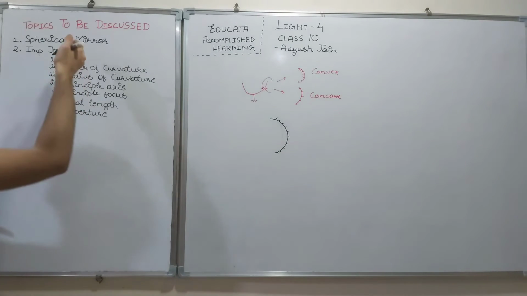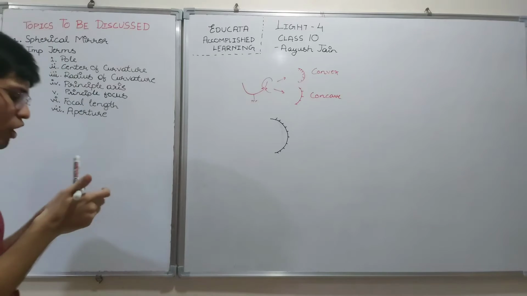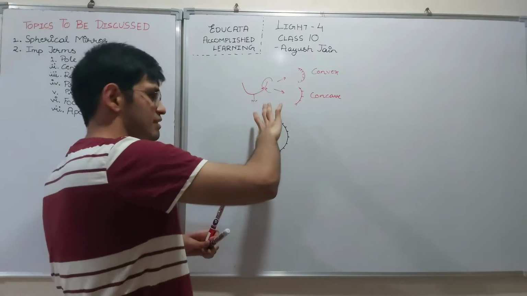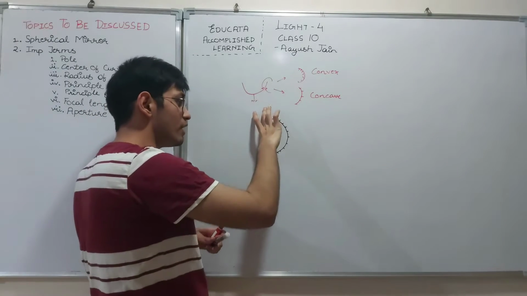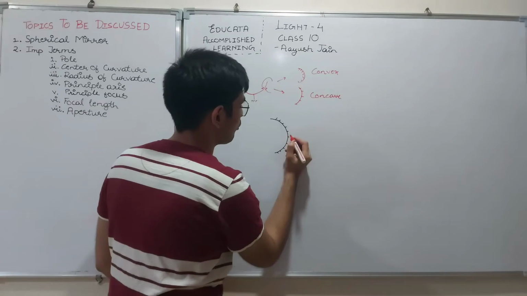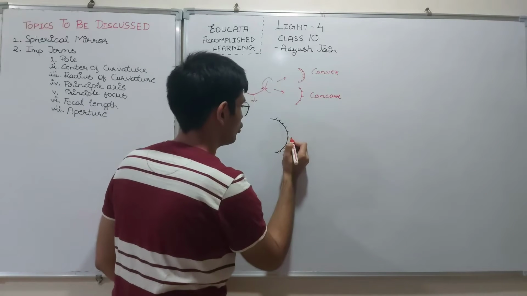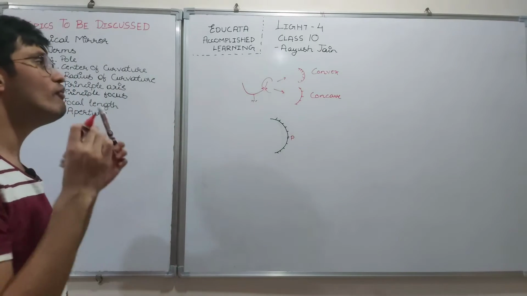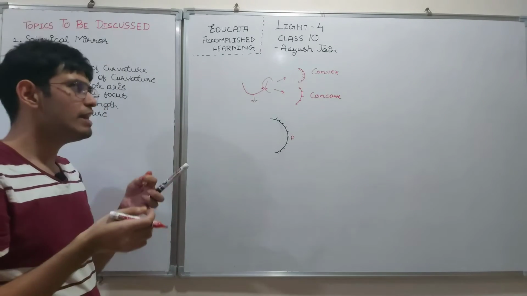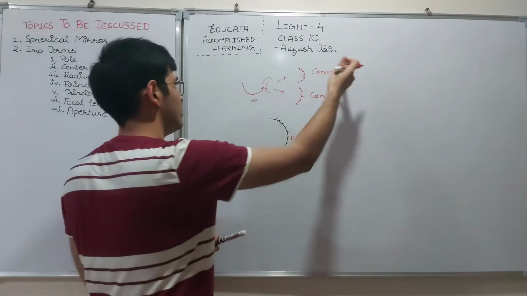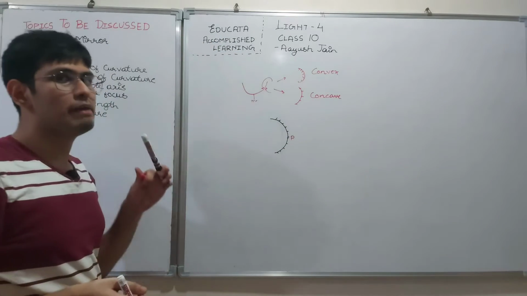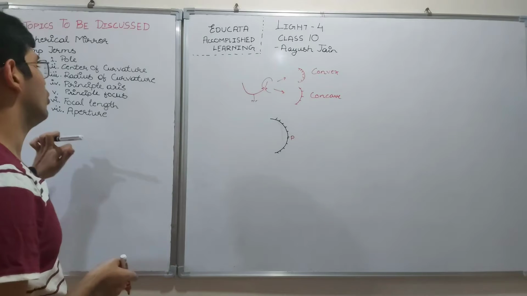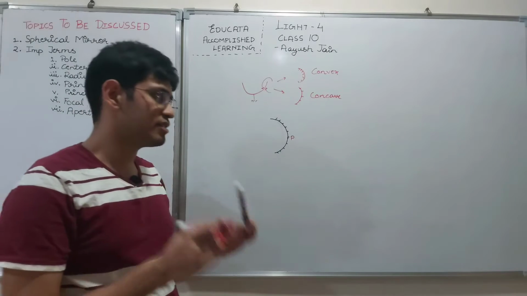Now the first term that comes in front of you is the pole. What is the pole? See, this is your mirror. Now if we mark the center point of the mirror, this is known as the pole. The center point of a spherical mirror, in either case, whether it is a concave mirror or convex mirror, is termed as the pole.